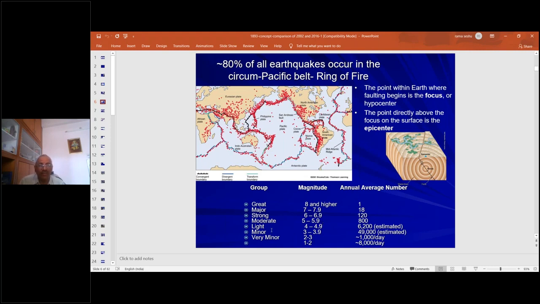that occur. Normally great earthquakes have a magnitude of 8 and higher. They rarely occur. And major earthquakes, usually between 7 and 7.9 magnitude, occur more frequently. You can see this particular data. Very minor earthquakes, even in a day, we feel around 8 to 10,000 earthquakes a day. That's very minor, and we don't actually feel whether that particular earthquake has come or not.